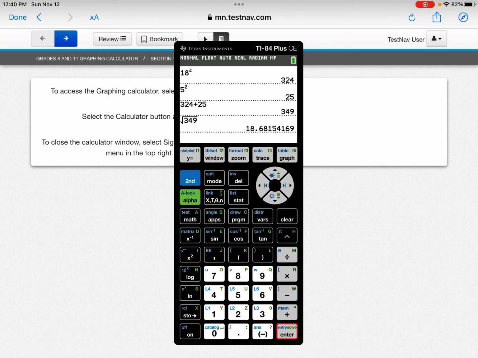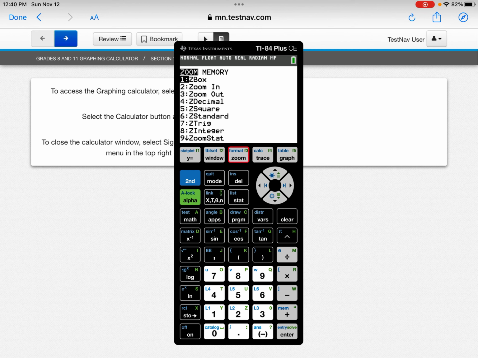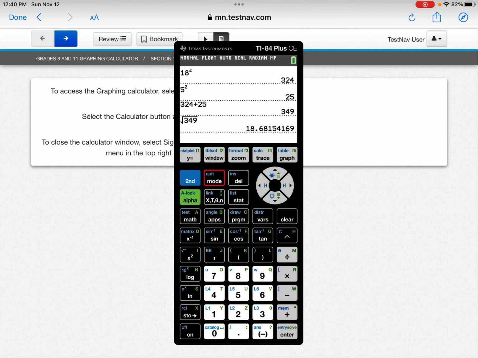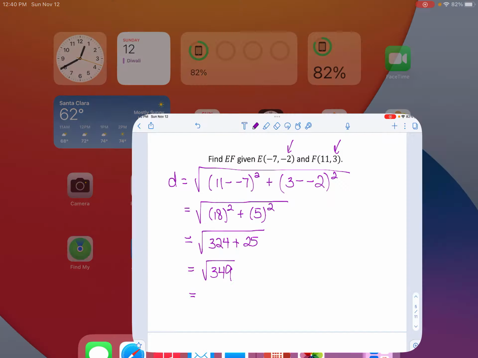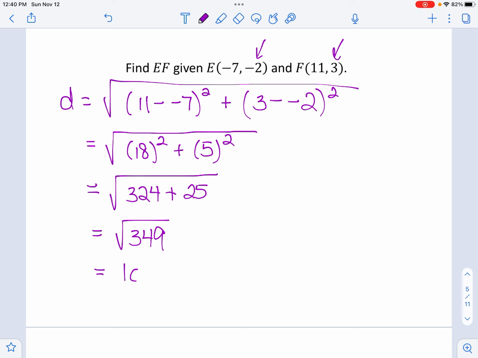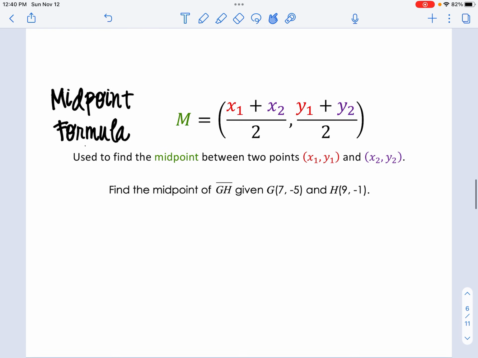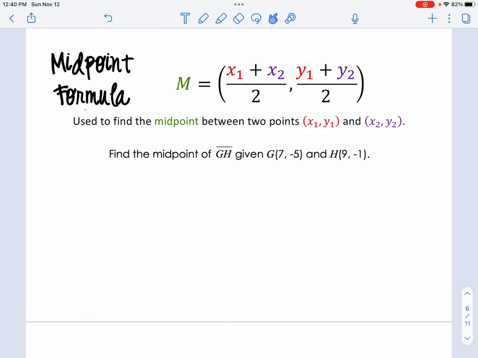Looks like 18.68, since the next number is an 8, I want to round that up to 18.7. So the distance between these two points here and here is 18.7 units. Okay, so that's the distance formula. That's how you find how far it is between a couple of points.